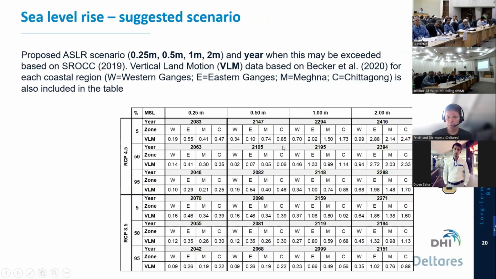Now here is a big graph of all the different projections of sea level rise. Just to show that, again, on the left you see different percentiles, and then in the table itself, you see different years in which a specific value is reached. And this again highlights the quite substantial uncertainty with these kinds of projections.